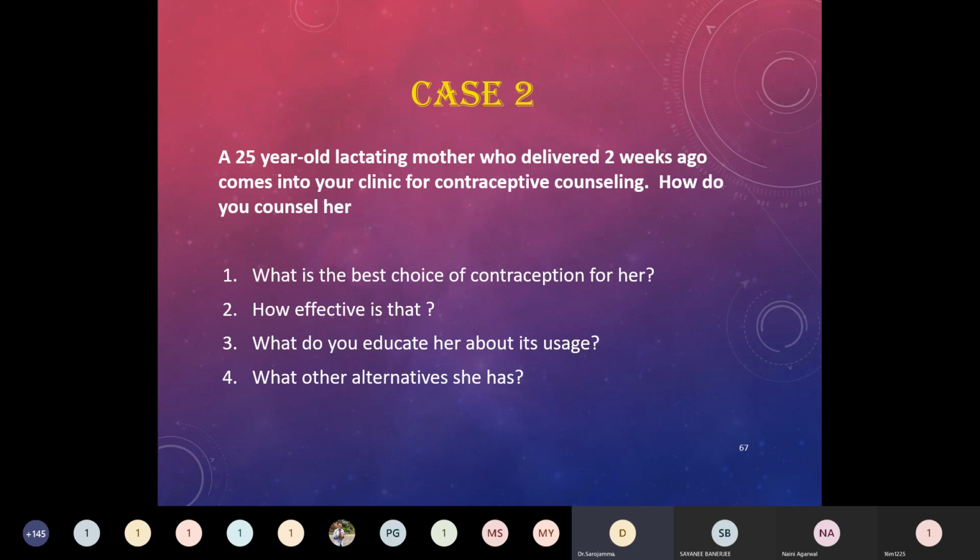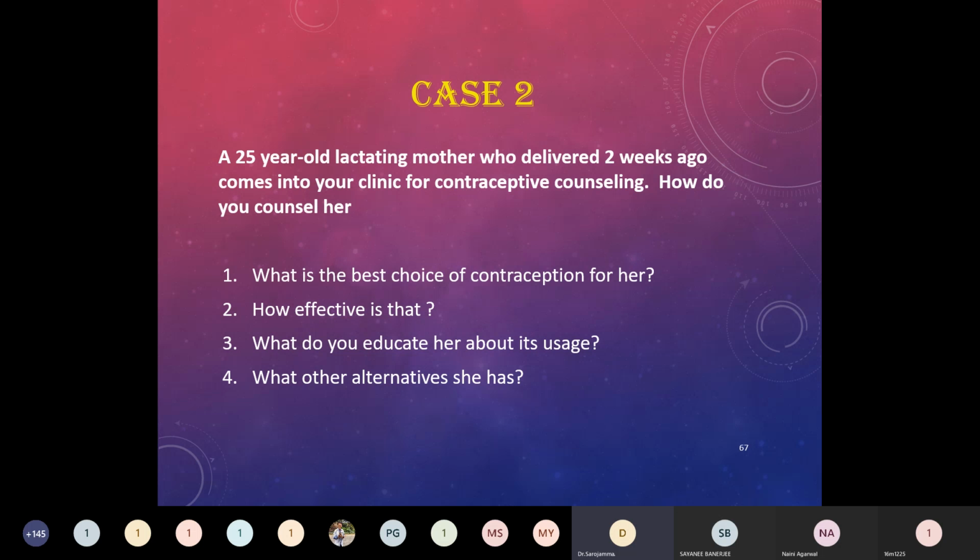A lactating woman, a 24-year-old mother, delivered 2 weeks ago, comes into your clinic. If she delivered 2 weeks ago and she wants contraception, how do you counsel her? If she is lactating, 2 weeks ago, we have to wait for another 1 week at least. So after 3 weeks, we can start with progesterone only pills. That is the best choice. And if she is not lactating, she can take combined pills after 6 months and POP after 6 weeks.